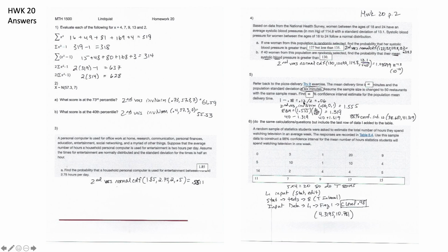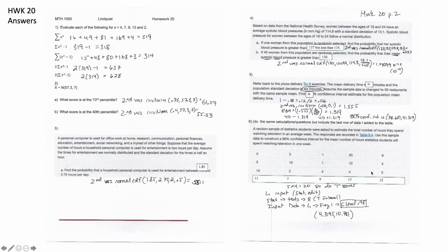So 1 minus 0.88 is 0.12, but I have to divide that by 2 for the 2 pieces, and I get 0.06. Then I do 2nd Var's inverse norm for 0.06. Remember, that's how we know we're doing it in the confidence interval mode here, where it's like a z-score mode. And I get 1.555. Then to find the error bound measurement, it's always 1.555 times 6 over radical 50. And that's the adjustment on the standard deviation. I get 1.319. And then I subtract it and I add it to the mean, and that gives me my confidence interval right there.